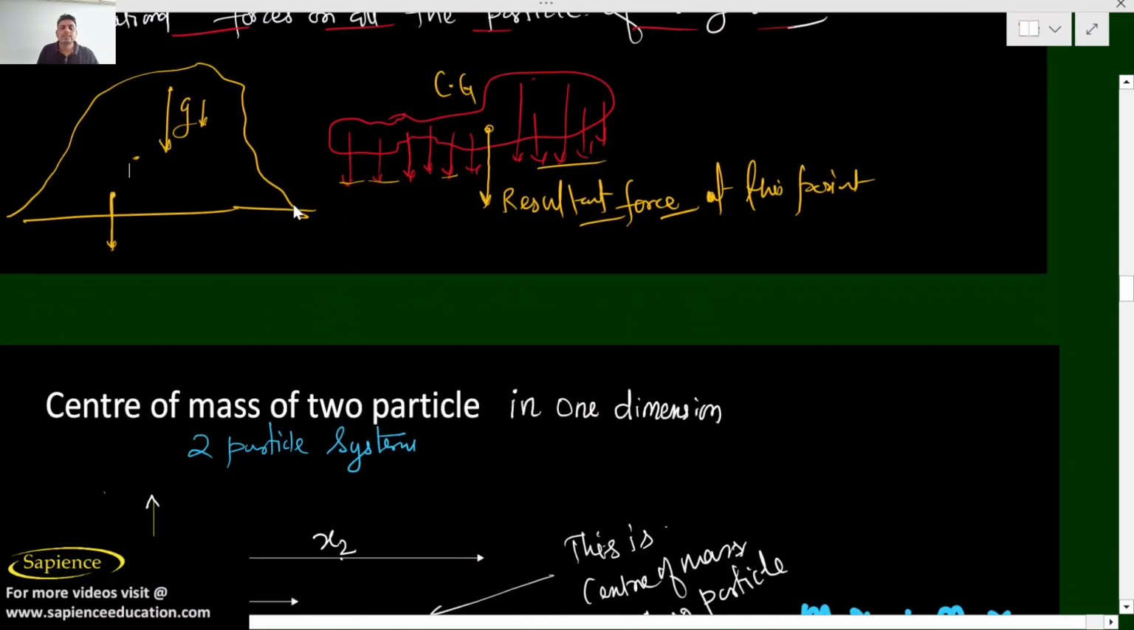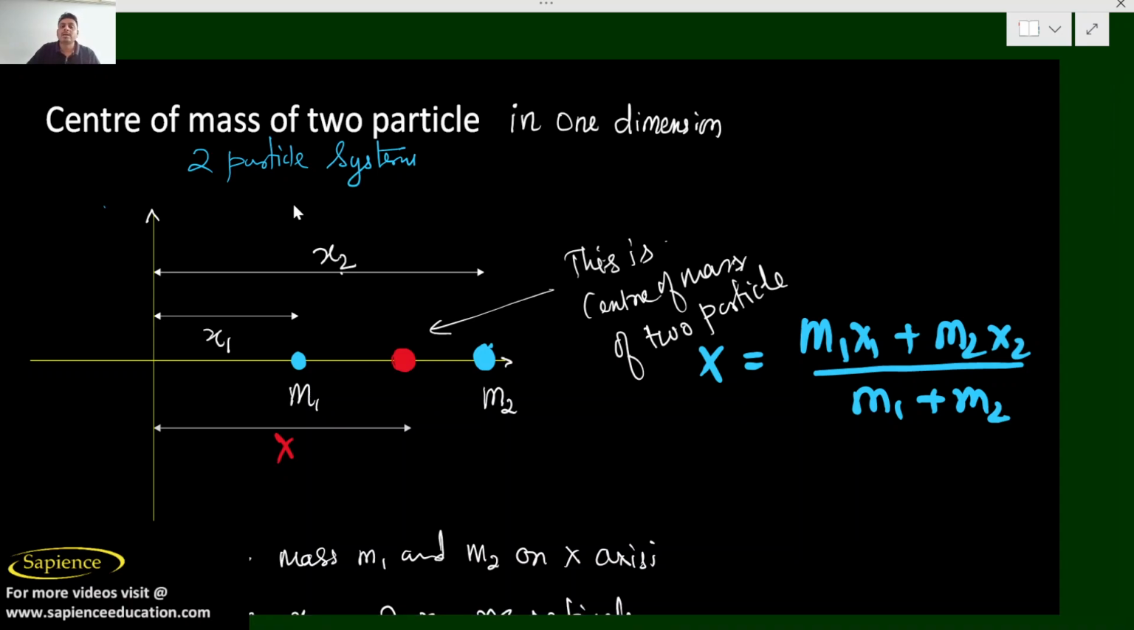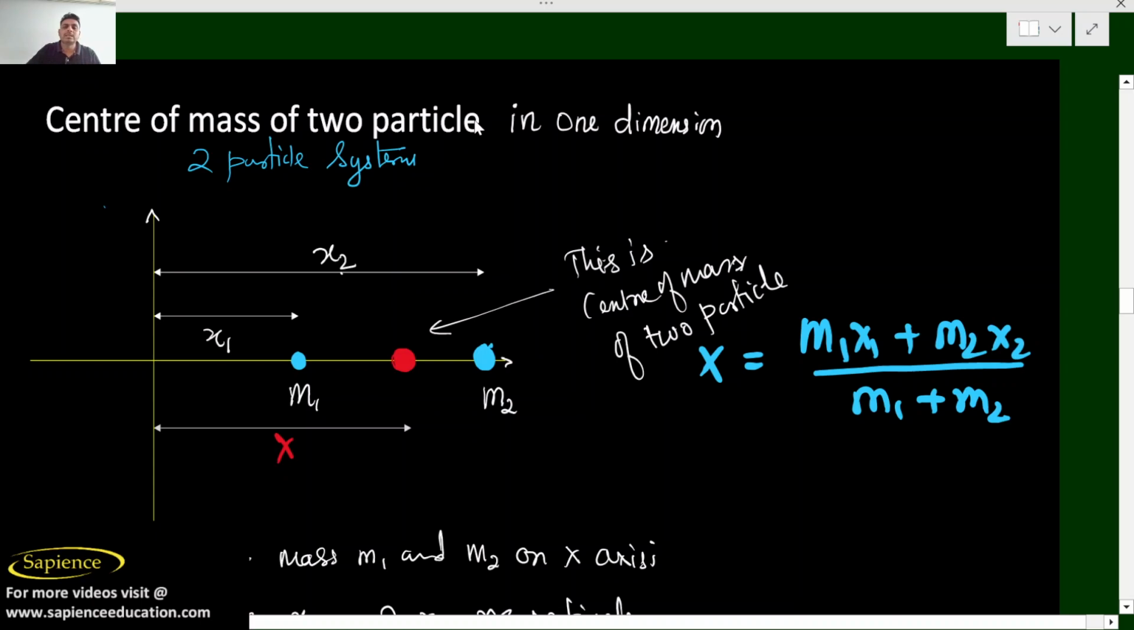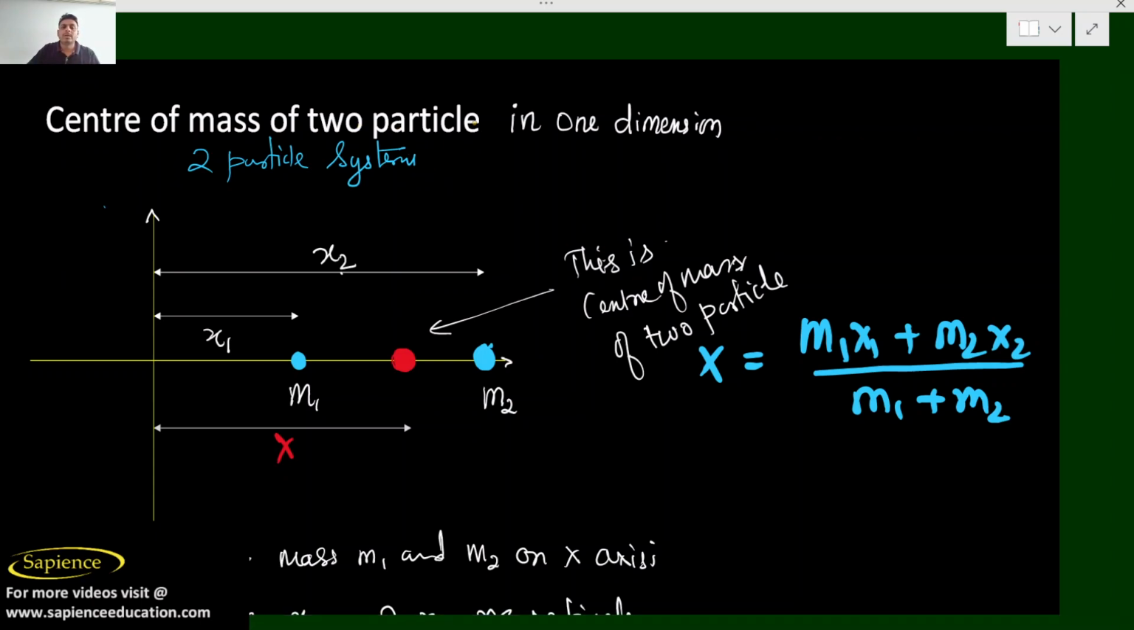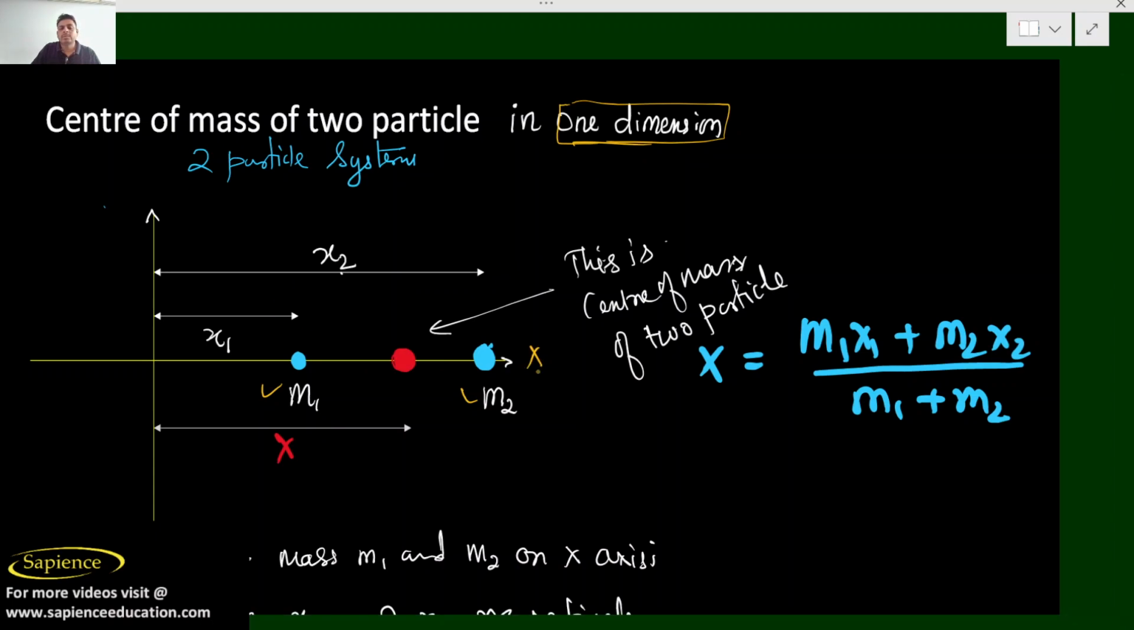Now let us discuss the center of mass of two particles. Be very attentive, this is important. Most of the questions will be asked from this part only. See, what is the center of mass of two particles? Why am I taking only two particles? Because to make it easier, we will discuss the center of mass of two particles in one dimension. So let us consider this is mass m1 and this is mass m2. Why am I saying one dimension? Because I am using only one axis, not x as well as y.